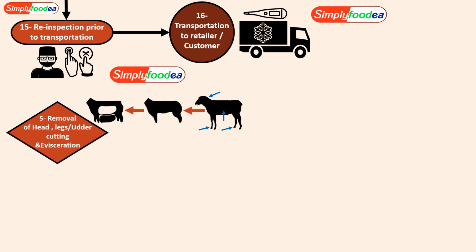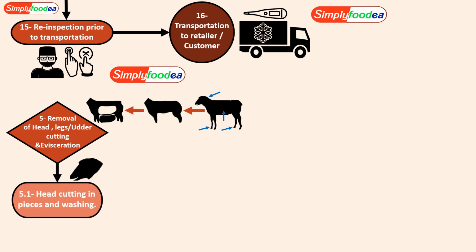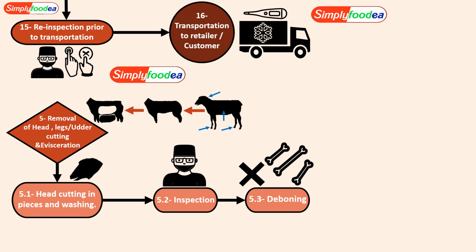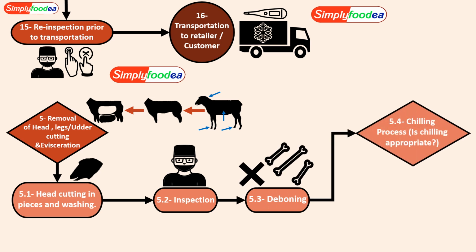We'll get back to step number 5 from our flow chart about the removal of head or legs or the other cutting and evisceration of the internal organs. So we have other steps: 5.1, which is head cutting in pieces and washing. 5.2, the inspection. 5.3, the deboning. It means removing of bones from the carcass. It's only flesh meat.